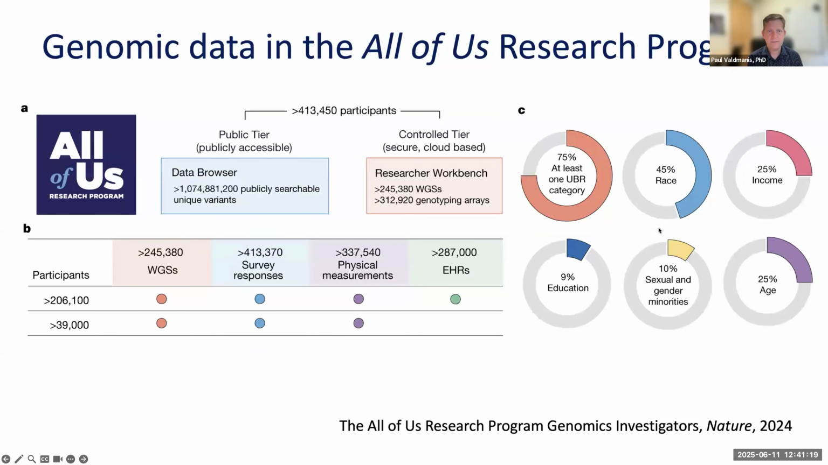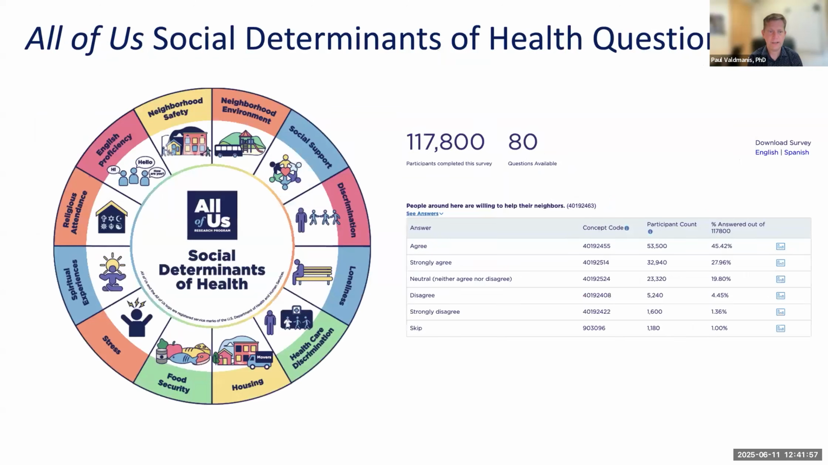And so what the All of Us research program that we've been starting to work with extensively has done is recruit individuals from historically underrepresented groups, so both from different races that are historically underrepresented, but also by income, age, sexual and gender minorities, and education. There's a lot more individuals of rural ancestry, older individuals, and groups that have not been included as much in previous biobanks.